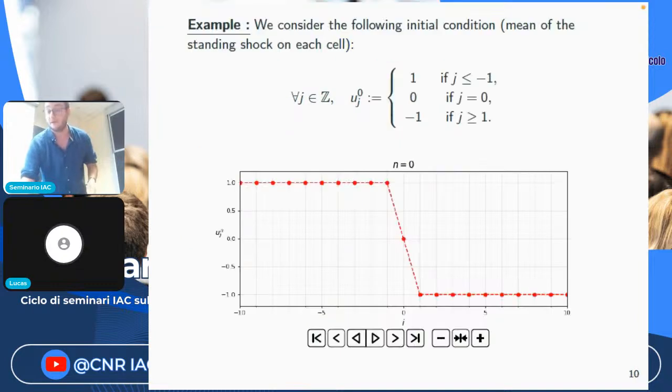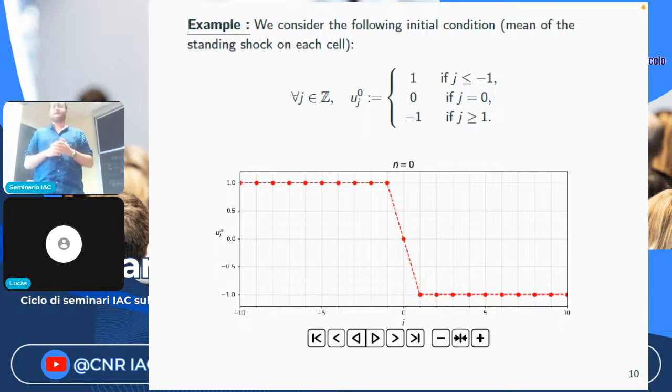So what does it look like? If I consider the example that I introduced on the slide before, the shock 1, minus 1 for the Burgers equation with a modified Lax-Friedrichs scheme, I introduce the usual initial condition for my numerical scheme. So I take the mean on each cell of my initial condition, which is a shock. So you will have 1 on the left, 0 in the middle, because you have half of the cell that is equal to 1 and half of the cell that is equal to minus 1, and minus 1 on the right. And now I will apply my modified Lax-Friedrichs scheme.